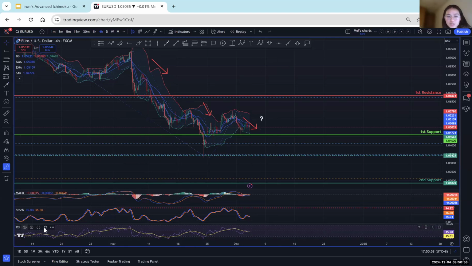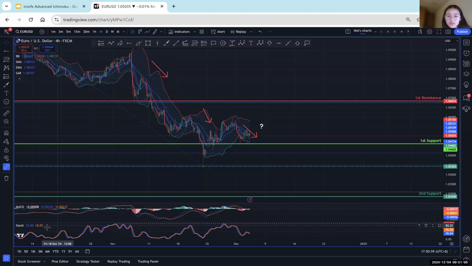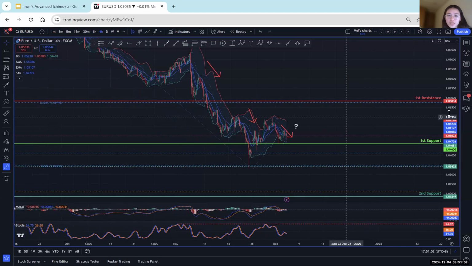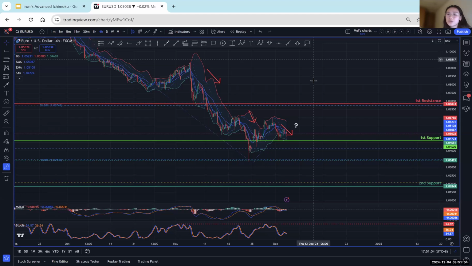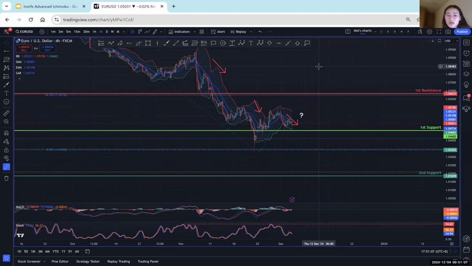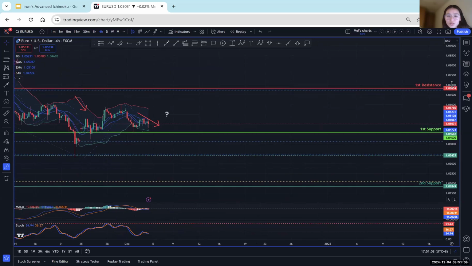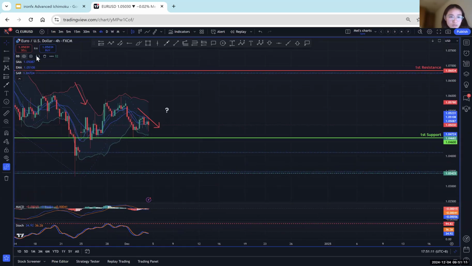RSI isn't telling us much, so I'm going to remove that, even though it was giving us a bit of a bearish signal since prices were moving into the oversold regions. As for our Bollinger Bands, it's not telling us much.